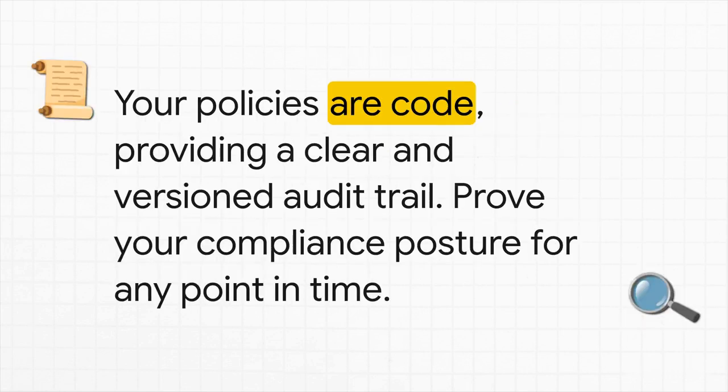Second, auditability. This is huge. Because your policies are just code living in Git, you have this perfect, version-controlled audit trail. When an auditor comes knocking and asks, "Hey, what was your policy on data encryption 6 months ago?" you don't have to go digging through old emails and documents. You can just point them to the exact line of code. It's clean, it's precise, and it's undeniable.